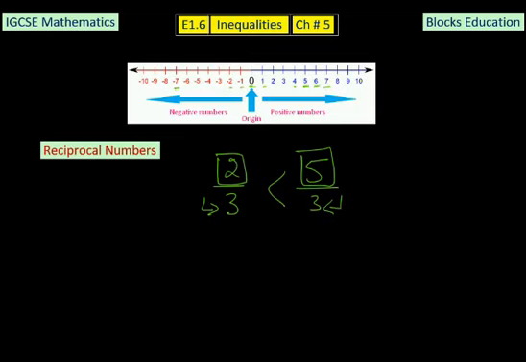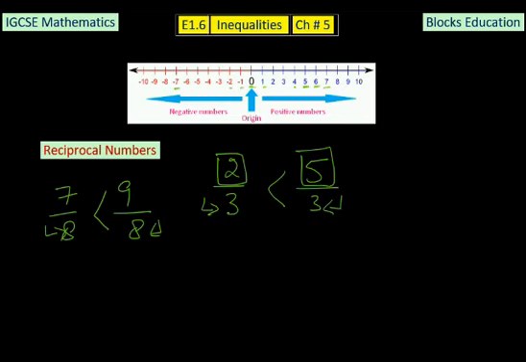5 over 3. So just quickly look at another example. Let's suppose you have 7 over 8 and 9 over 8. See, in both cases the denominators are the same, so the decision lies on the numerator. So the bigger the numerator, the bigger the number. So it means that 9 over 8 is greater than 7 over 8.